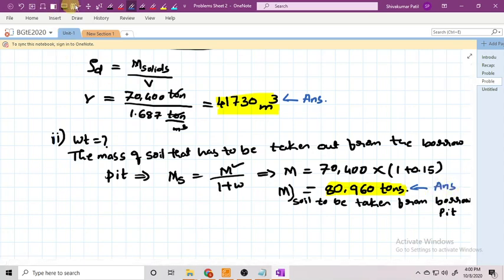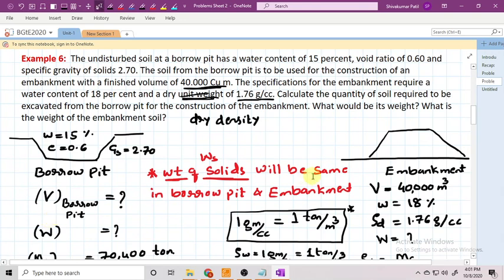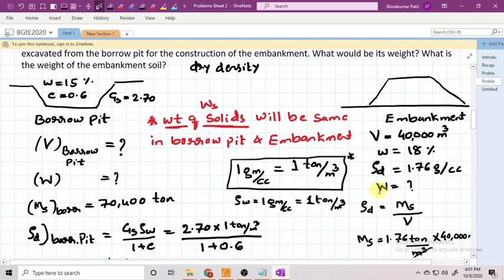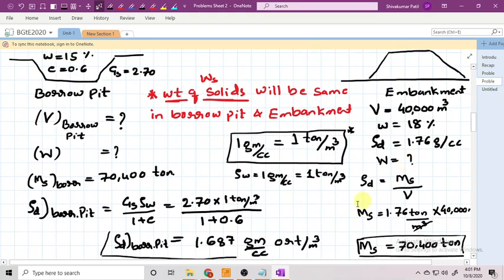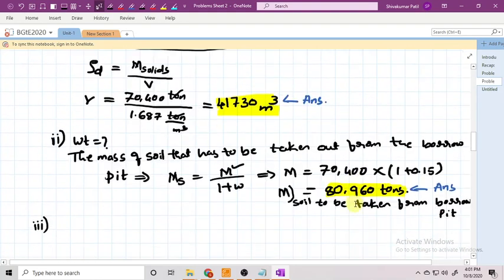Okay, so there is a third part in the problem. What is that third part? You see, go to that problem. What is the weight of the embankment soil? Okay, so they are asking weight of the embankment soil. Same concept you can follow. I know the water content, I know the mass of solids, and obviously I can find out the total weight.